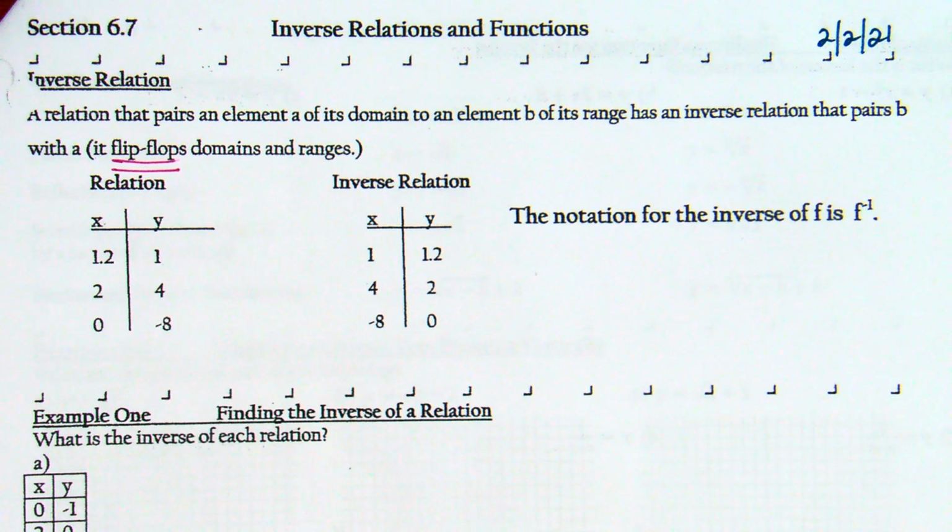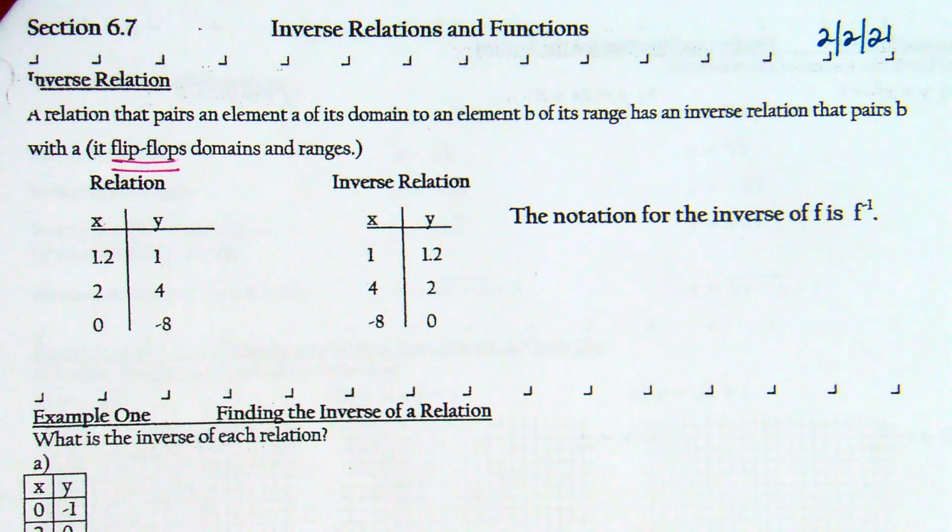I mean, officially, when I define an inverse, like a mathematical definition, a relation that pairs A, domain, with B, range, the inverse pairs B with A. Well, what's that saying? That you take A and B and you flip-flop them. You switch them. And so that's the idea of an inverse.